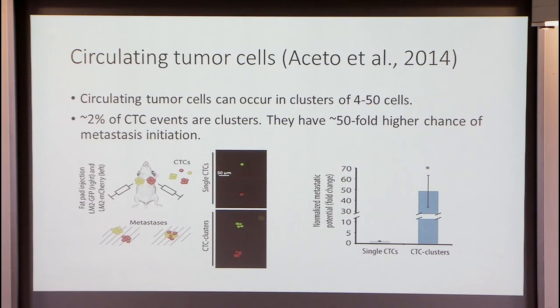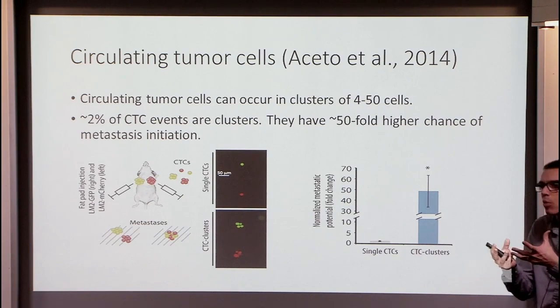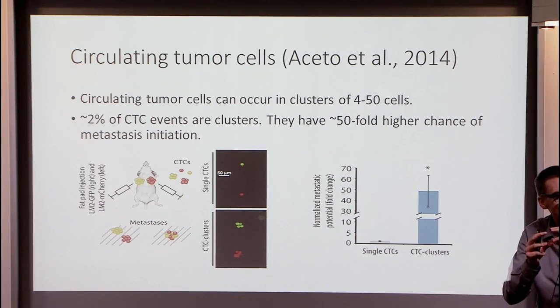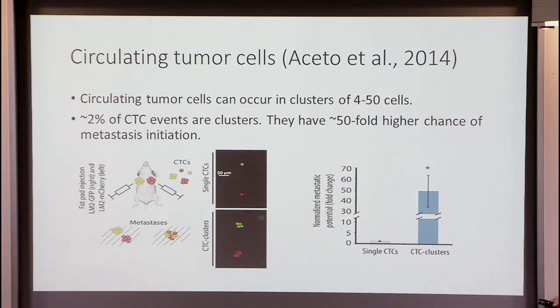Good. Then these circulating cells do not only occur in single cells, but also in clusters of something between 4 and 50 cells. Actually, 2% of them occur in clusters. And if they occur in a cluster, they have a much increased chance of initiating a metastasis, indicating, of course, that the environment in which they grow is very important. So if they already come in a way with their own environment, chances are better for them to seed the new tumor. At least that's what the mouse experiments here indicate.